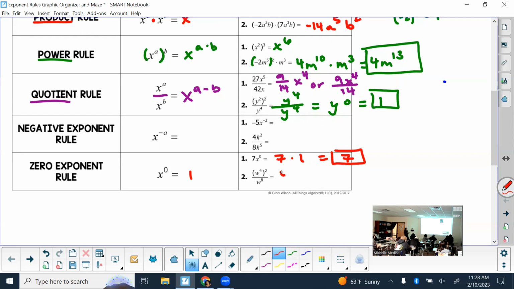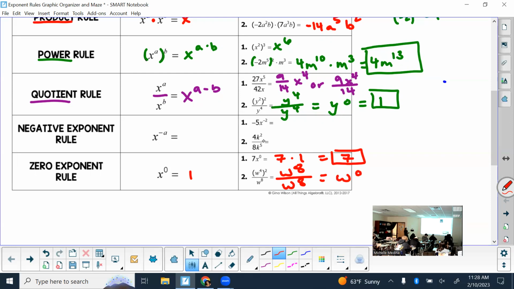So what's going to be my exponent on this W? Good, 4 times 2 is 8. Over W to the 8, what's going to be my answer? My final answer will be 1.